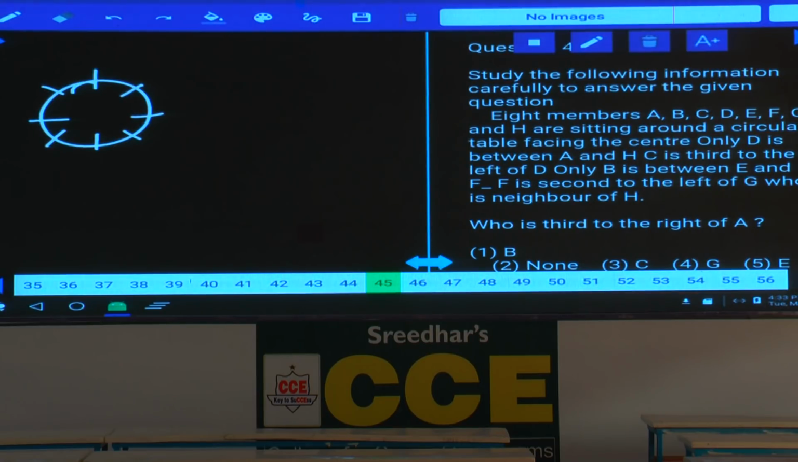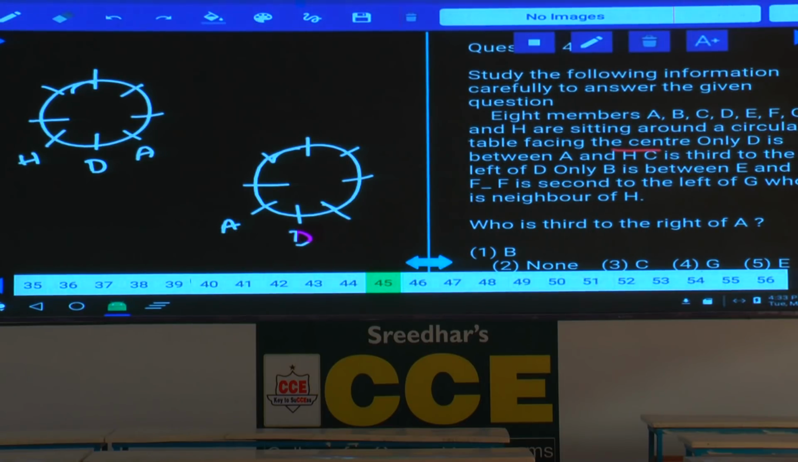Condition number 1, facing the center, only D is between A and H. As only D is between A and H, tell me what are the different possibilities. If D is here, A and H can be like this. This is one possibility. And the second possibility, only D is in between A and H. Then D is here, then A will be here, H will be here. Now this A can be either to the left or to the right of D, and similar is the case with H as well.